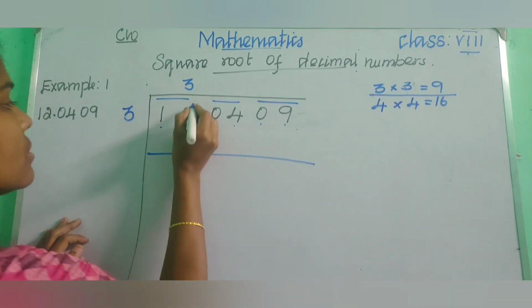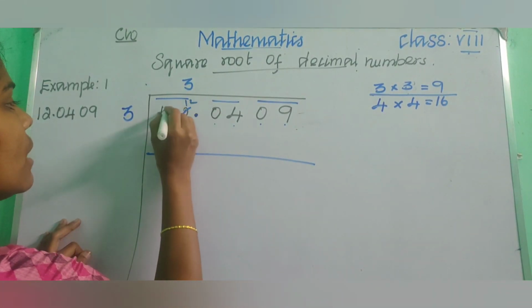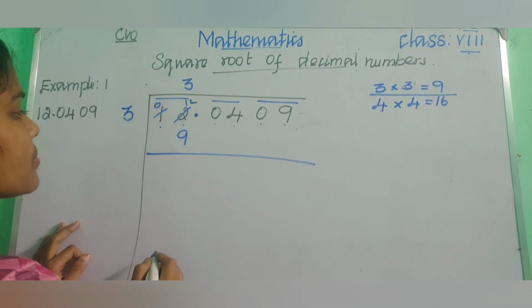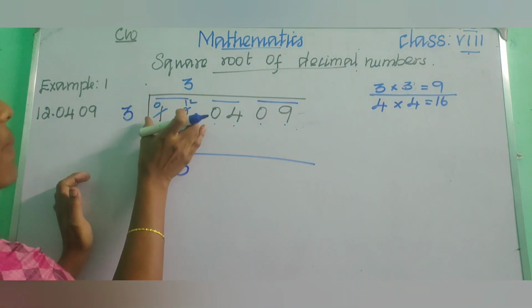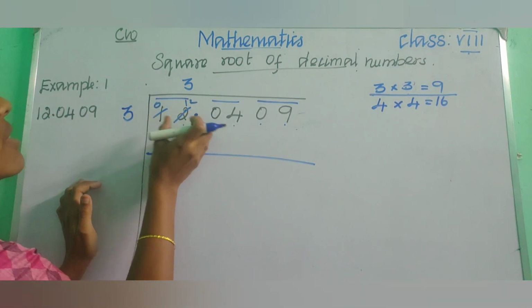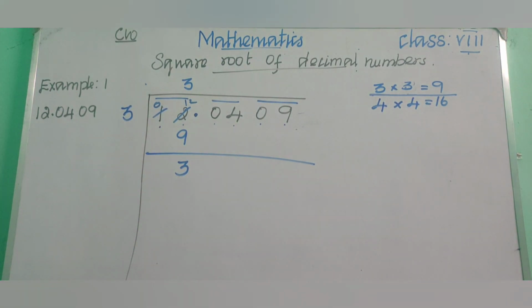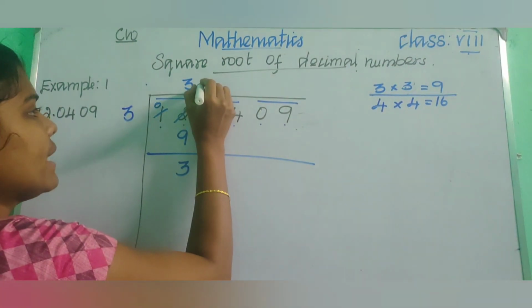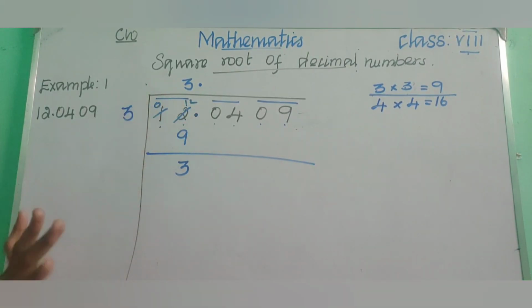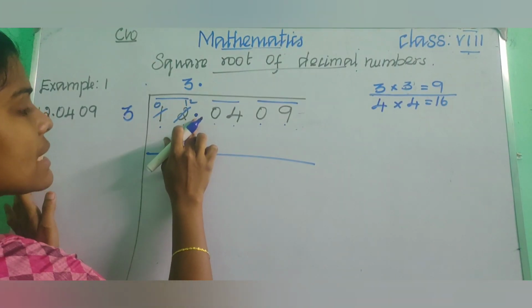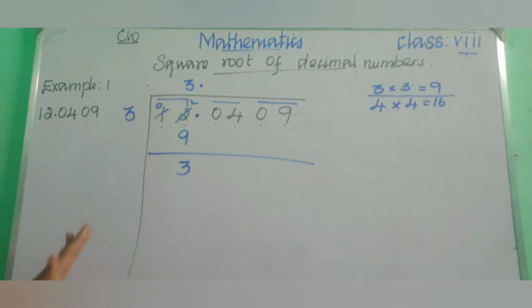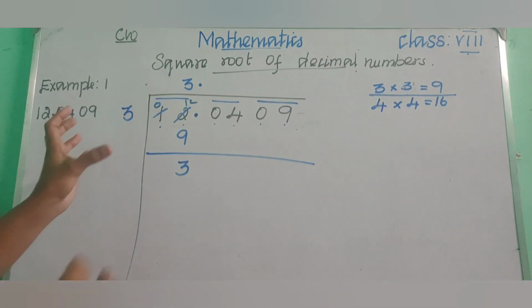Now subtract it: 12 minus 9 is 3. Okay, children, now we have completed the part of the number before the decimal point, so we can put the decimal point here. This 12's role is over, so here is the decimal point. We are just putting the decimal point and ending that part's game.